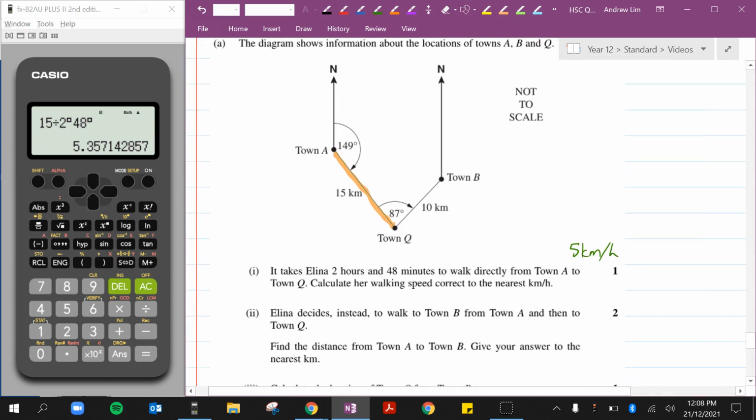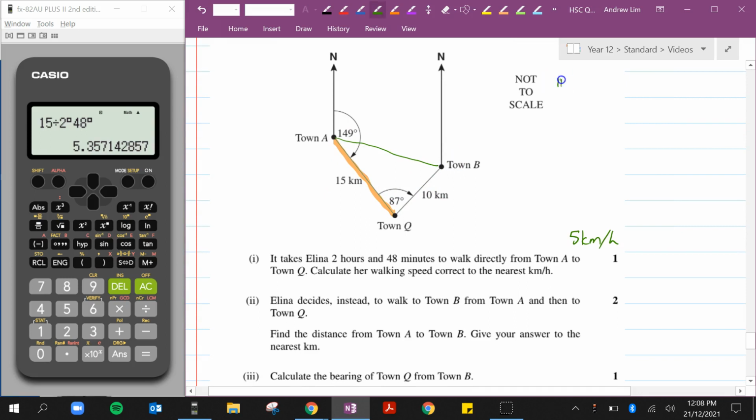Alina decides instead to walk to town B from town A, and then to town Q. So she wants to walk this way first, and then to town Q. Find the distance from town A to town B. Give your answer to the nearest kilometer. Okay, so town A to town B, we've got a triangle here. We're going to be using the cosine rule again, because we've got 3 sides and 1 angle.